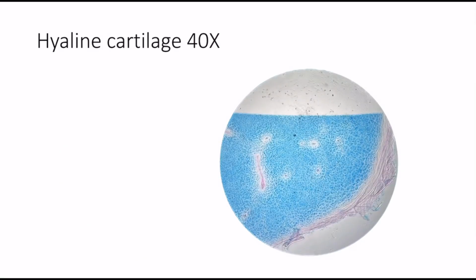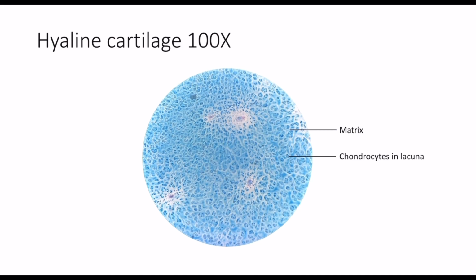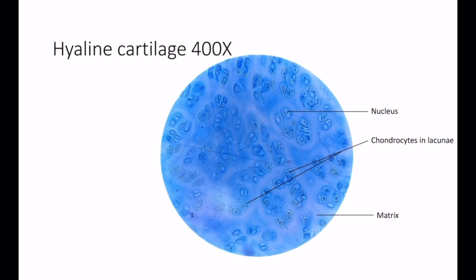For the slide of hyaline cartilage at 40 times, the lacuna, matrix, and perichondrium, which is a layer of dense irregular connective tissue, can be seen. At 100 times, the matrix can also be seen. The chondrocytes, which are the cartilage cells, can be seen in spaces called lacunae. At 400 times, the translucent matrix and nucleus of the chondrocytes in the lacunae can be seen.